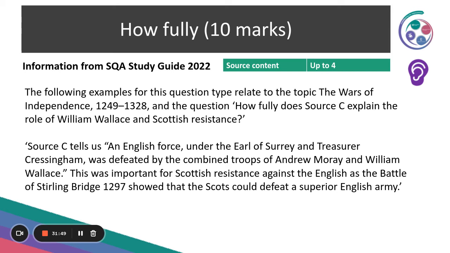So the following example for this question relates to the topic of the Wars of Independence. And the question is, how fully does source C explain the role of William Wallace and the Scottish resistance? Source C tells us an English force under the Earl of Surrey and Treasurer Cressingham was defeated by the combined troops of Andrew Murray and William Wallace. This was important for the Scottish resistance against English, as the Battle of Stirling Bridge showed that the Scots could defeat a superior English army. So you're taking a point from the source and then you're saying why that source was useful. So you're saying source A states, this shows this was important, something along those lines.